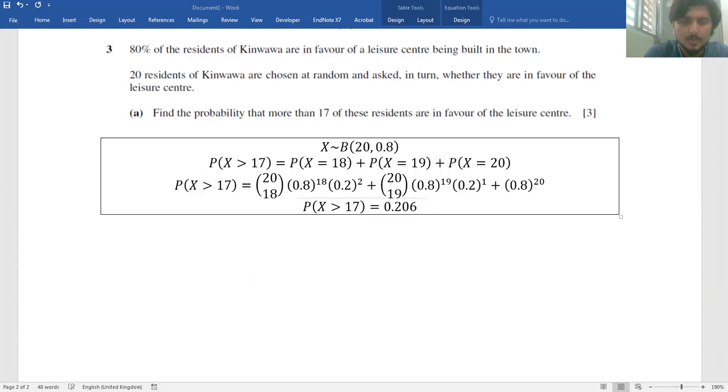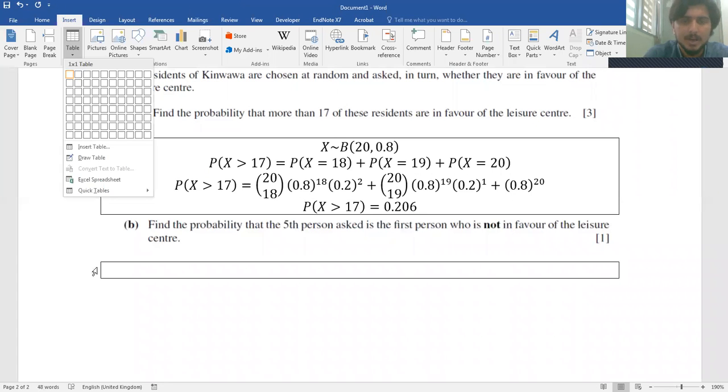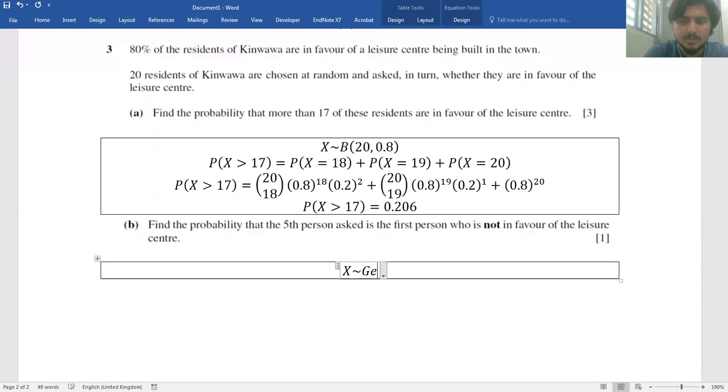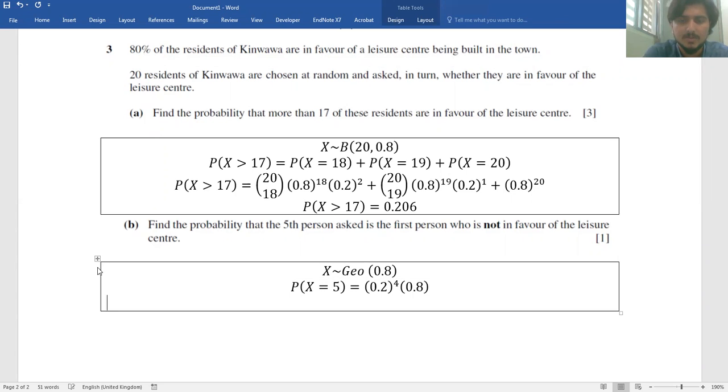Moving on to question number 3, B. The question says find the probability that the fifth person asked is the first person who is not in favor of the leisure center. Now they have converted the same thing into a geometric distribution. Again, I write the notation for your ease. X is now geometrically distributed, with probability of success being 0.8. So the question wants us to get the success in the fifth one. If we want the fifth to be the success, we would want the first 4 failures to occur, and then we would want the fifth to be the successful one.